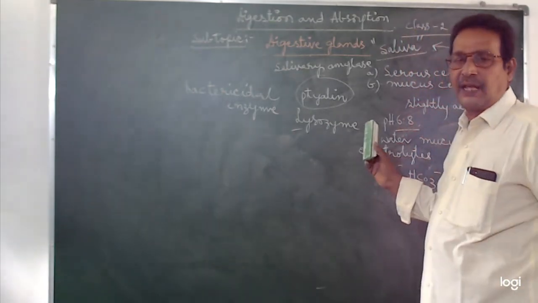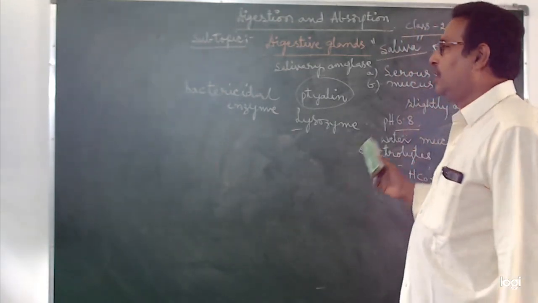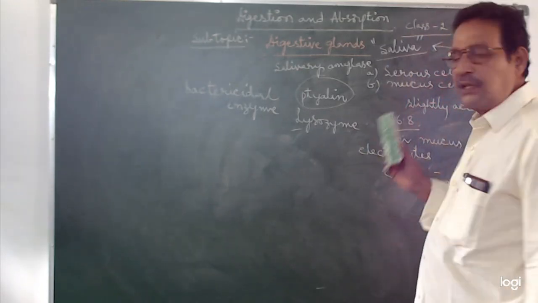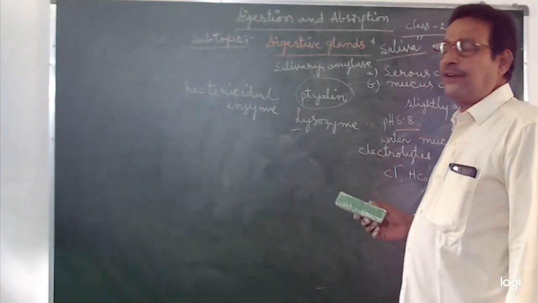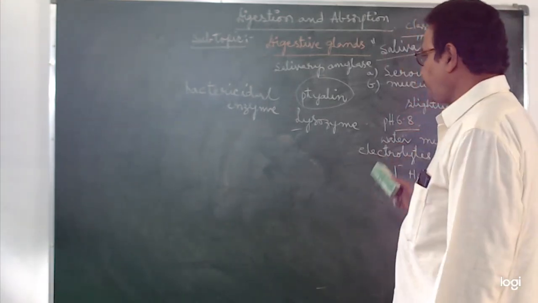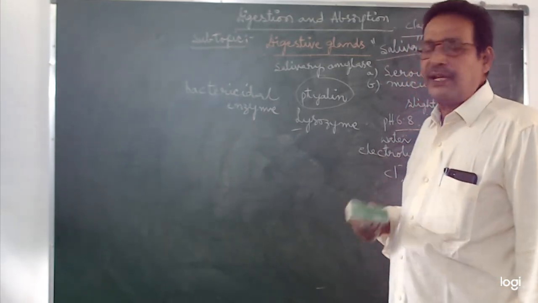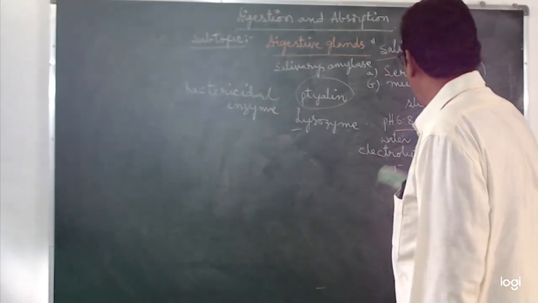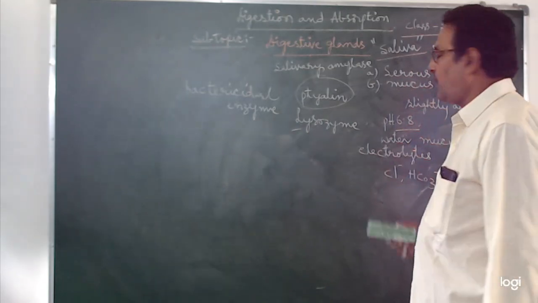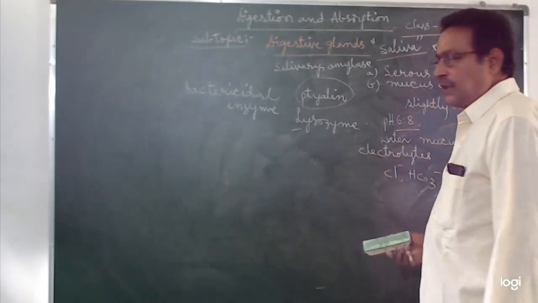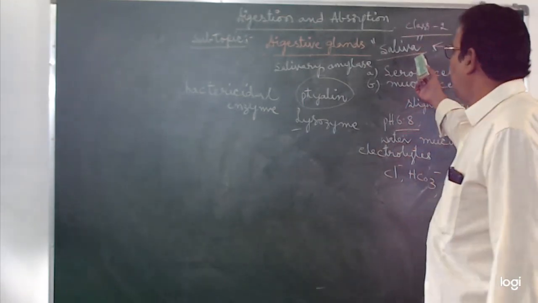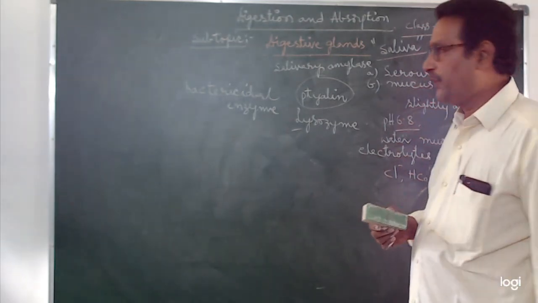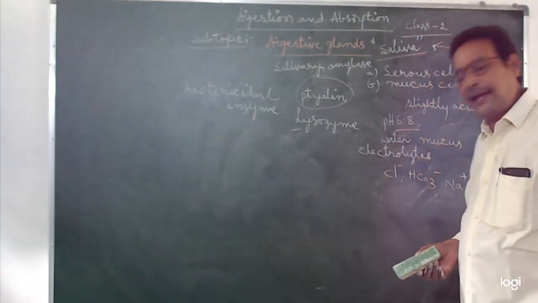There are three pairs of salivary glands: one pair of parotid glands, one pair of submaxillary glands, and one pair of sublingual glands. Whatever the secretion secreted by these glands is called simply saliva. Each salivary gland is made up of two types of different cells, serous cells and mucous cells. These cells collectively secrete a slightly acidic juice called saliva with a pH value of 6.8.